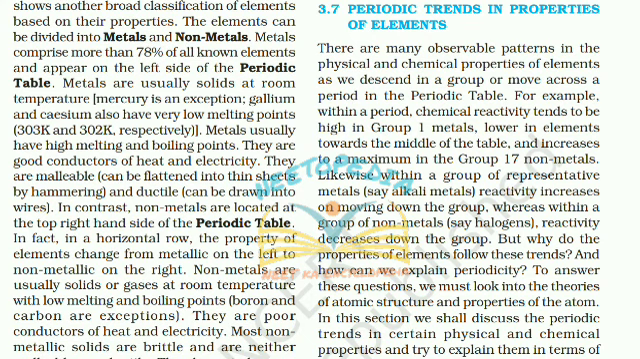Metals usually have high melting point and boiling point. They are good conductors of heat and electricity. They are malleable, that is, can be flattened into thin sheets by hammering, and ductile, that is, can be drawn into wires. In contrast, nonmetals are located at the top right-hand side of the periodic table. In fact, in a horizontal row, the properties of elements change from metallic on the left to non-metallic on the right. Nonmetals are usually solid or gases at room temperature with low melting and boiling points.